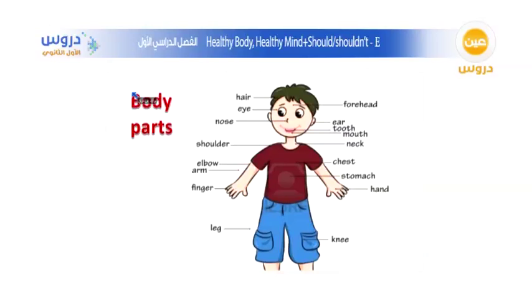So here let's have some vocabulary. These are the body parts. Hair, eye, nose, shoulder, elbow, arm, finger, leg, foot.